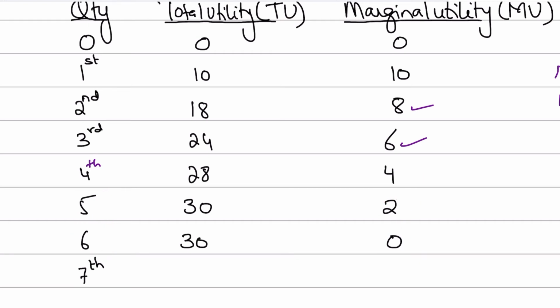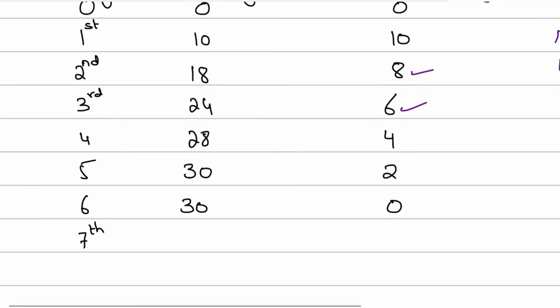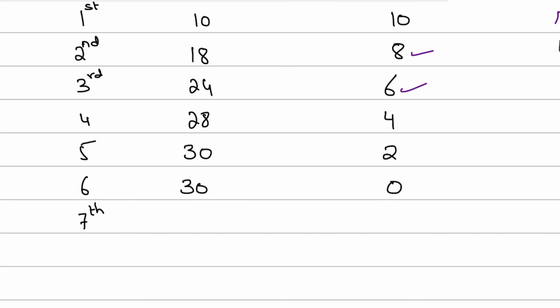So the sixth bar of chocolate is not giving you any satisfaction or any happiness or any utility at all, because the marginal utility is 0. It means that there is no satisfaction gained from the consumption of the sixth unit, right? So you're now at a point where you're gaining no satisfaction from the consumption of the sixth unit, but still you insist on having the seventh unit, although the sixth unit is telling you, hold on man, stop.